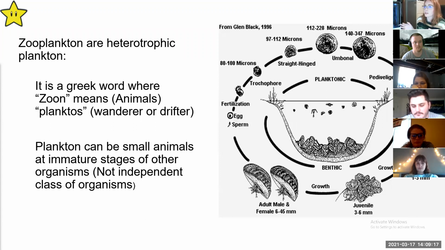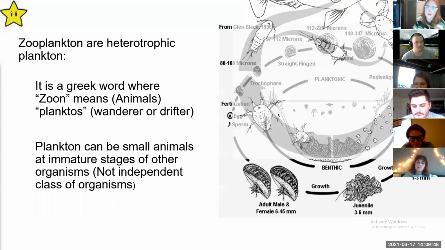Just because you're a zooplankton for part of your life doesn't mean you have to be a zooplankton for all of your life. So there's meroplankton and then there's holoplankton. Meroplankton are things like trochophores, so clam larvae. They will be considered a zooplankton for part of their life cycle until they settle. And then you have things like fish larvae. They are actually considered zooplankton because they're heterotrophic and they're very small and they have this weak swimming capability.